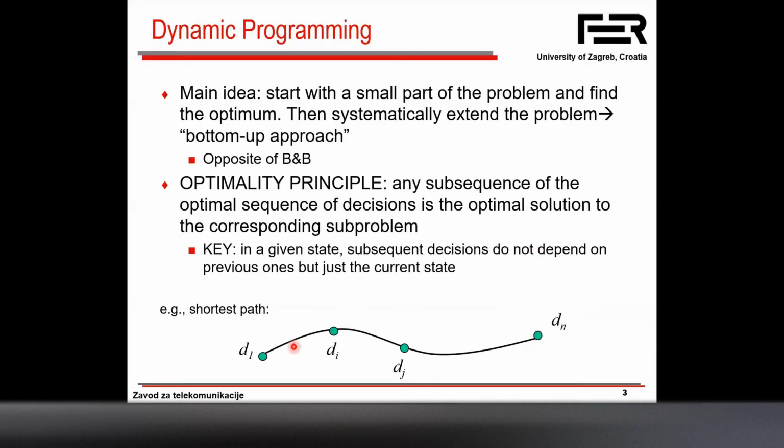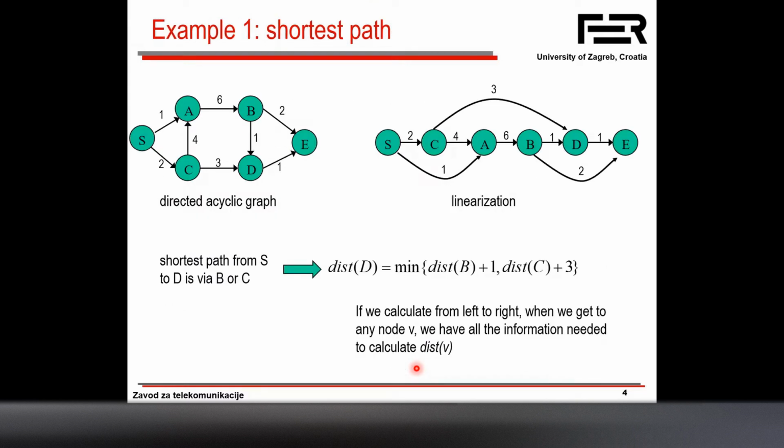Okay, if we have this shortest path, then we know if this is the optimal path from D1 to Dn, then this is also the optimal path from D1 to Di, and so on. So we're going to try to identify again these subproblems which can be used to solve this greater problem. As a first step, let's look at an example of this shortest path. Let's say that we have this directed acyclic graph, which I've shown over here.